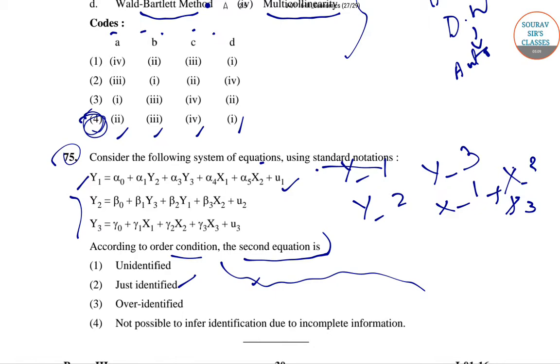For question number 75, again I'll repeat, there are 3 equations in the system. For an equation to be just identified would require 2 variables absent. So for 3 equations we need 6 variables. Now there are 6 variables, that is y1, y2, y3, x1, x2 and x3. So we conclude that it is just identified. If it is more than 2, we'll call it over identified. If it is less than 2, then we'll call it under identified.